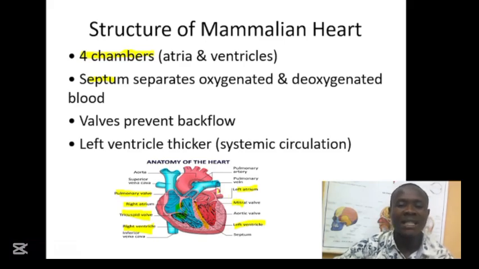And mind you, it is the aorta and the pulmonary artery that carry blood away from the heart. And it is the inferior vena cava and superior vena cava that return the used blood, that means the deoxygenated blood, back to the heart through the right atrium. The blood that is coming from the lungs enters through the left atrium. Listen well. The oxygenated blood that is coming from the lungs returns to the heart through the left atrium.